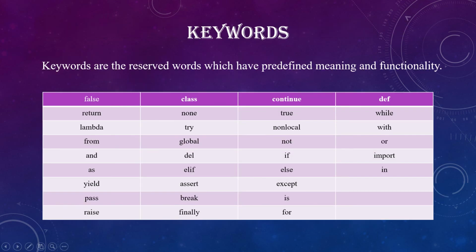Next, keywords. Keywords are the reserved words which have predefined meaning and functionality. These words have specific meaning and purpose. We can use these words for special purposes only. The following are some of the Python keywords.